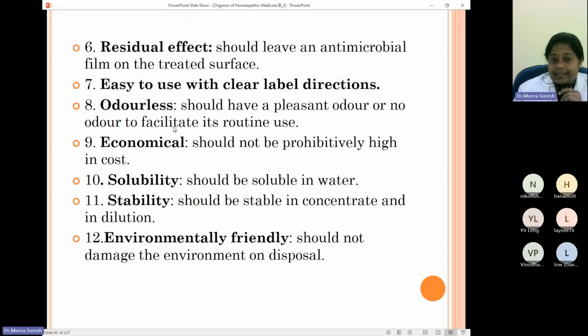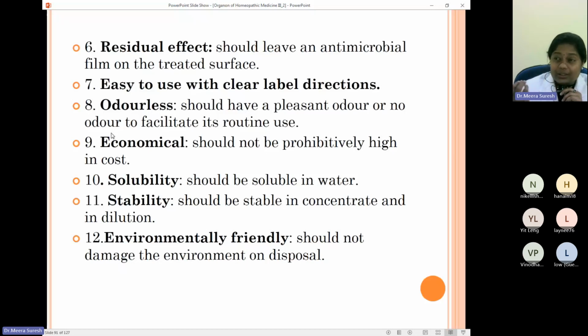Then it should be odorless. It should either have a pleasant odor or no odor. That's why, when I gave the example of heat, it is pungent smelling or quite an irritant. So I can't say it has a pleasant odor or no odor at all. It has quite an irritant odor.